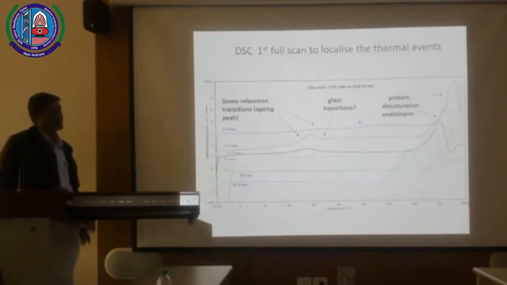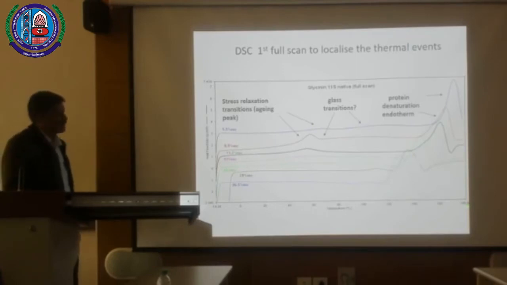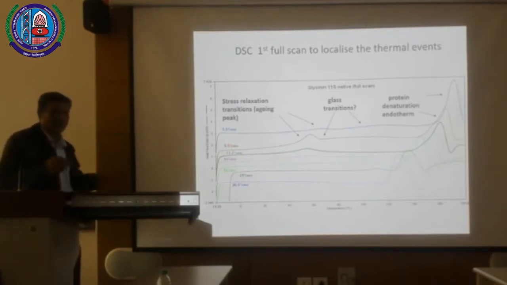Now, with the same moisture here, you are heating from -20 up to 180, I think. You are heating slowly at 20 degrees per minute. I'll be discussing the parameters employed here. If you see, this peak is called the aging peak or the stress relaxation peak.